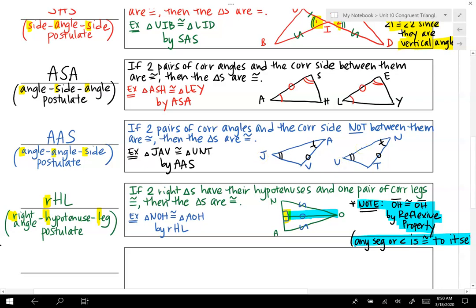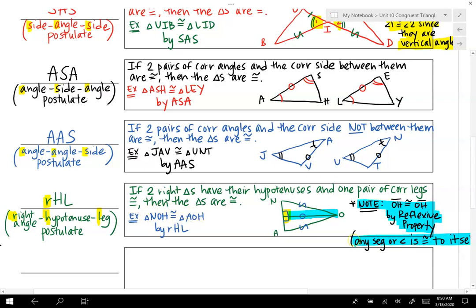And then the last one, just like the other 4, has 3 matches, but most other classes will call it just hypotenuse leg. I added this little R here to remind us that we need to show that there are right angles there. And so that's your 3rd match of hypotenuse leg. So if 2 right triangles, so show the right angles are there, have their hypotenuses, and then 1 pair of corresponding legs congruent, then the triangles are congruent. So triangle NOH is congruent to triangle AOH by RHL.